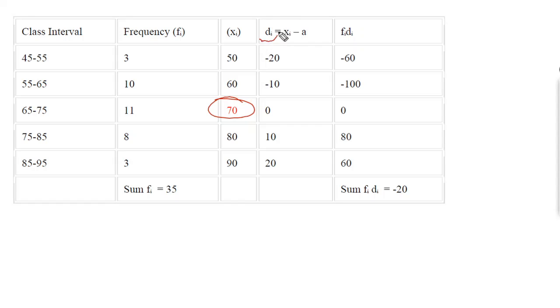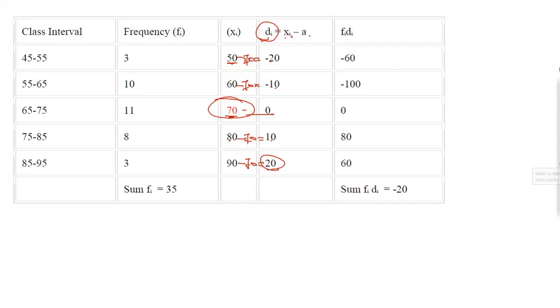So here we have to find di. You know that di equal to xi minus a. Okay, so first of all, xi is your 50 minus a is your 70. So 50 minus 70 equal to minus 20. 60 minus 70 equal to minus 10. 70 minus 70 is 0. 80 minus 70 equal to 10. 90 minus 70 equal to 20.